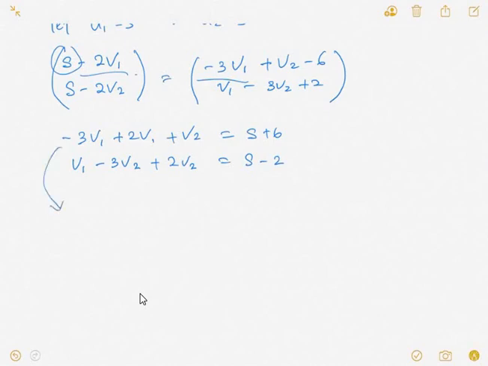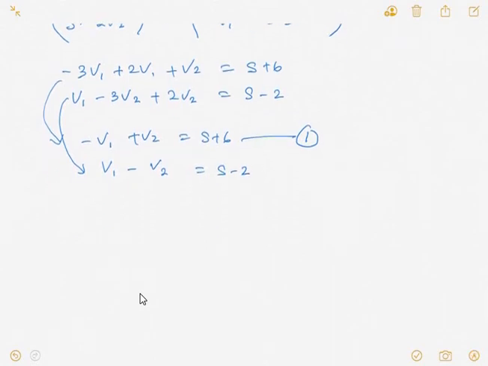So from here you get negative v1 plus v2 equal to s plus 6. This one I name as equation 1. Then v1 minus v2 equal to s minus 2. So v1, what do you get from equation 1? v1 is s minus 2 plus v2. I name it as equation 2.